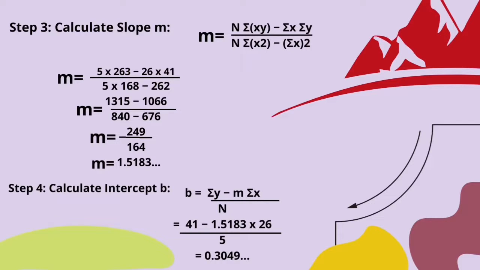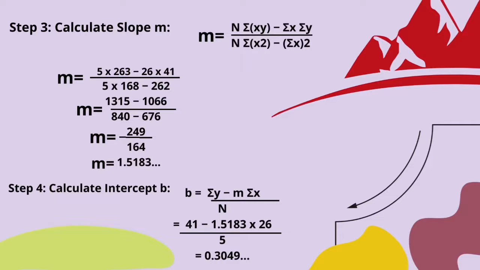That is equal to 1,315 minus 1,066 over 840 minus 676. It is equal to 249 over 164. We need to divide it, and we have the answer of 1.5183. We only keep 4 decimal places.